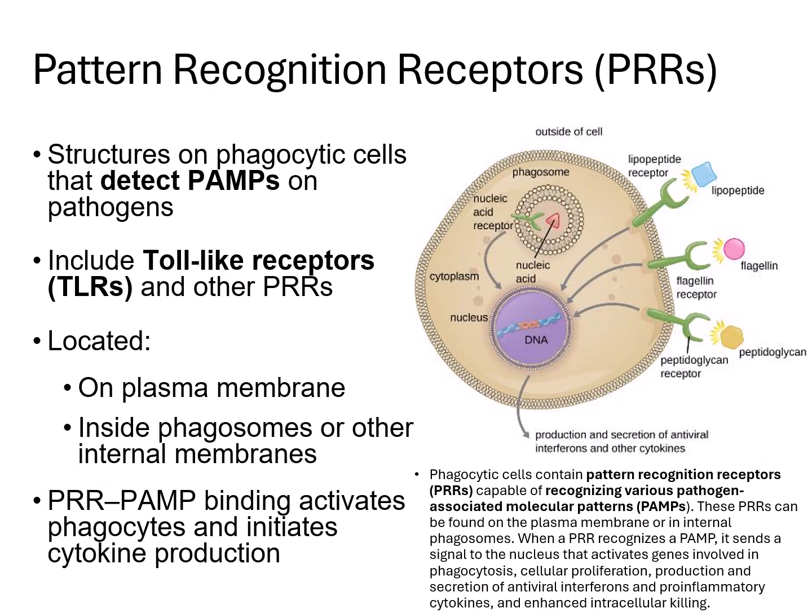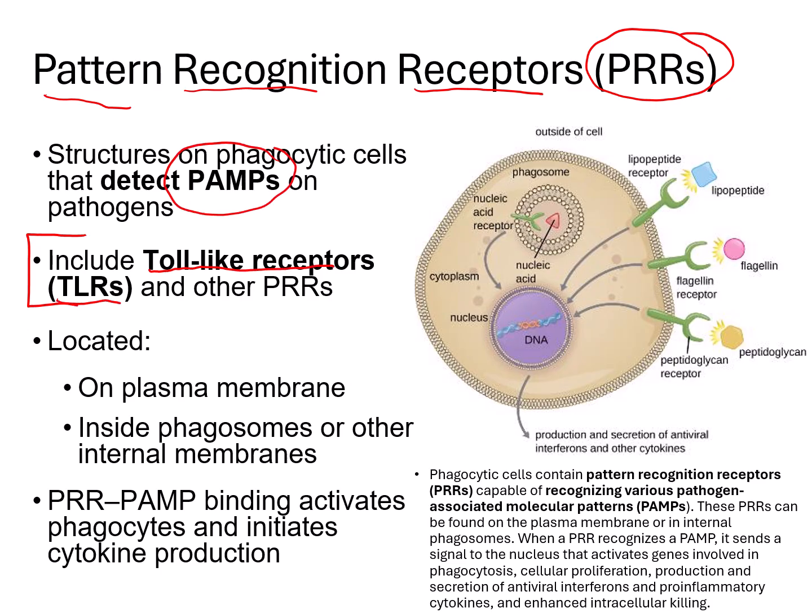So how do phagocytes recognize those PAMPs? It turns out that phagocytes express pattern recognition receptors, or PRRs, including one of the most famous kinds called toll-like receptors, or TLRs, and that is what they use to detect those PAMPs. These pattern recognition receptors can be found either on the plasma membrane of the phagocytes or inside the phagocyte's phagosome or other internal membranes within those cells.